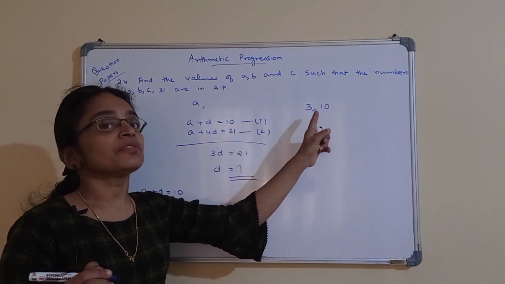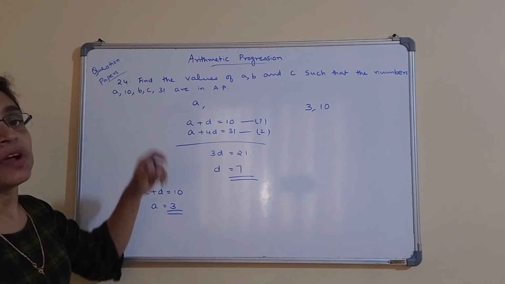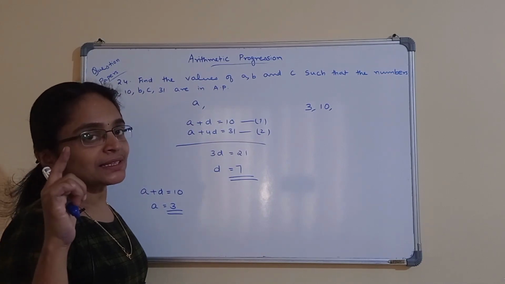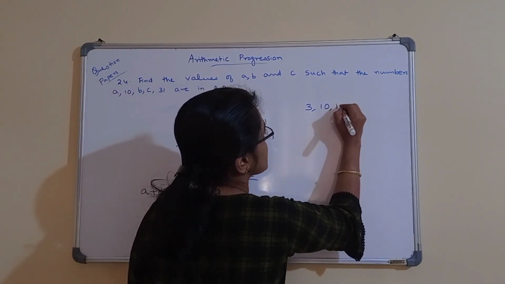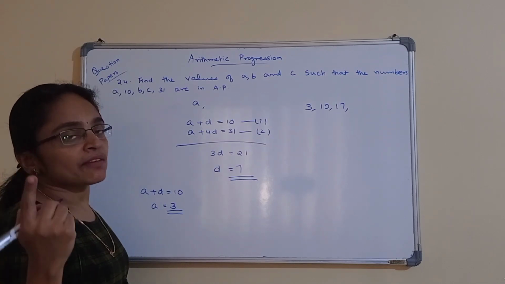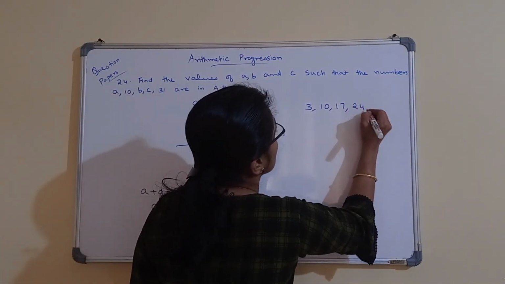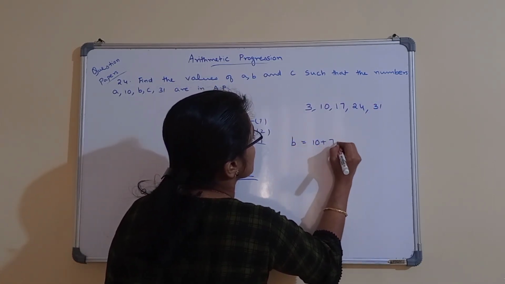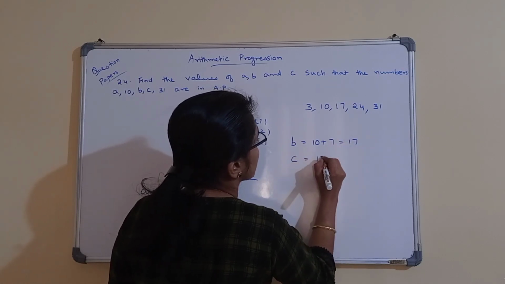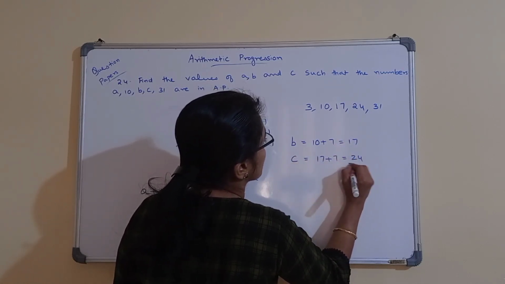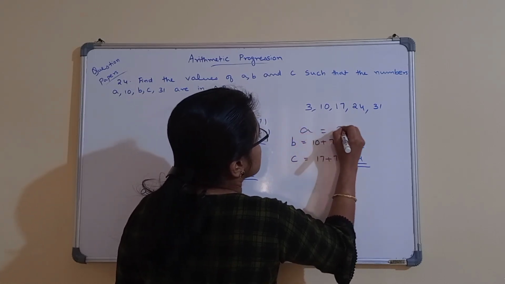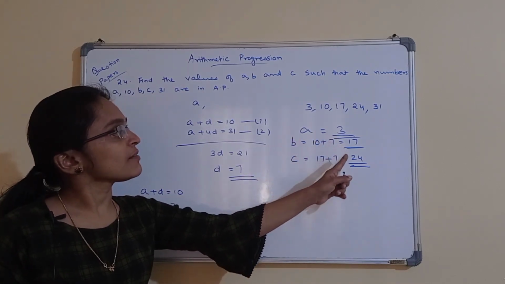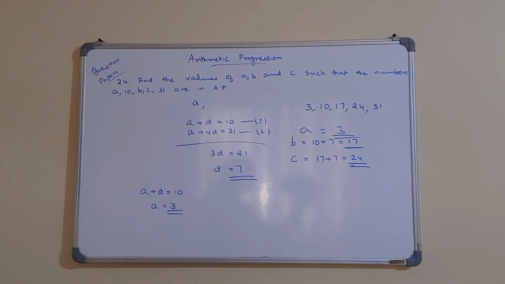3, 10 are the first and second terms. Now we have to find this b and c. What is b? Common difference is 7. So b will be 10 plus 7, which is 17. And c will be 17 plus 7, which is 24, and then 31. So we can write b equal to 10 plus 7 equal to 17 and c equal to 17 plus 7 equal to 24. And a we got as 3. So the values of a, b, c here are 3, 17 and 24.